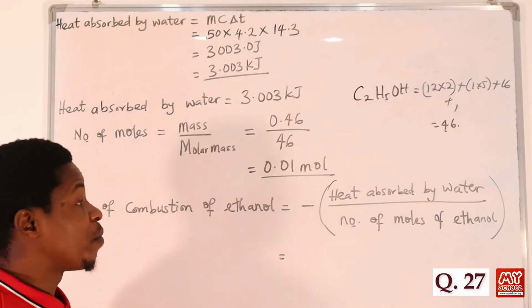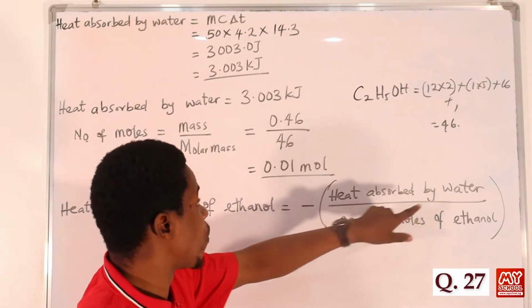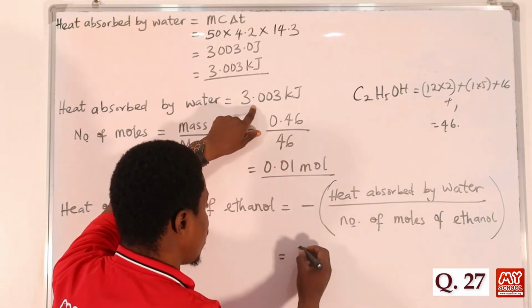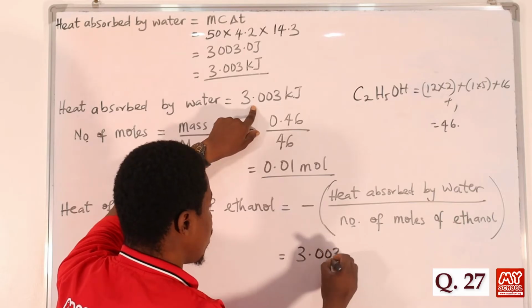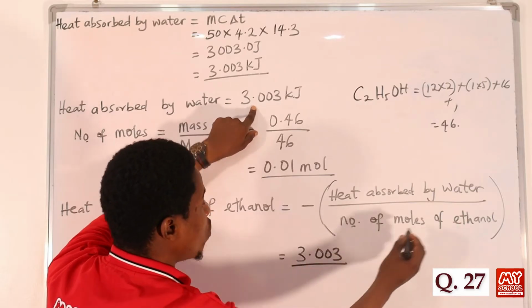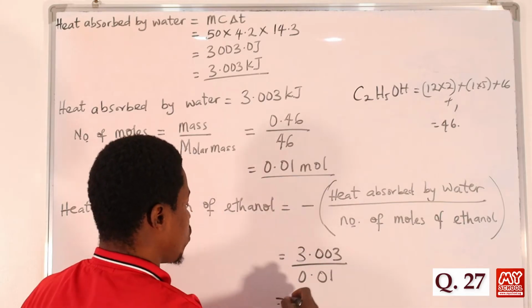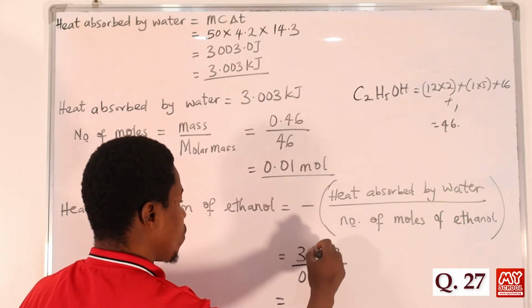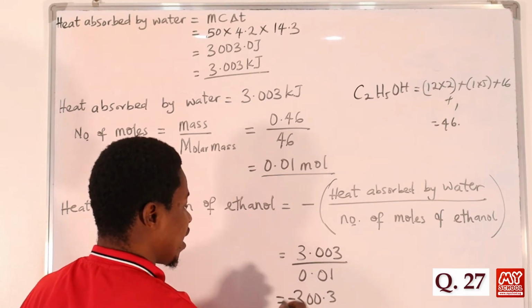Heat is evolved. So because of that, we have a negative value here. Okay, so heat absorbed by water, we got that to be 3.03. So we just have 3.003 divided by number of moles of ethanol, which was 0.01. So by the time you divide this, that should give us 300.3. Of course, don't forget it's a negative value.